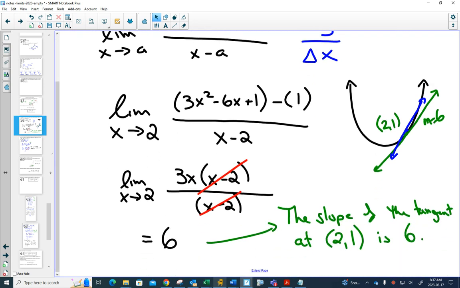And every time we've done it so far, and every time it will work out this way, the non-permissible value canceled out, then we could apply the limit, plug in 2.